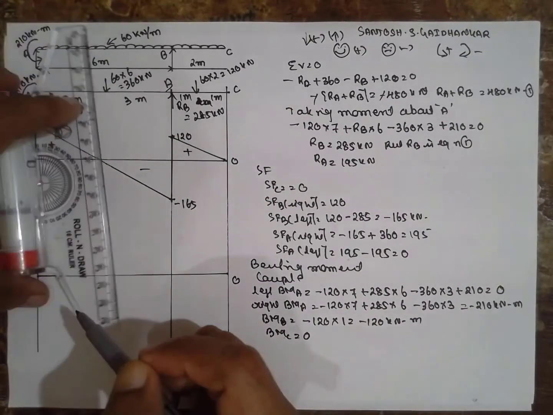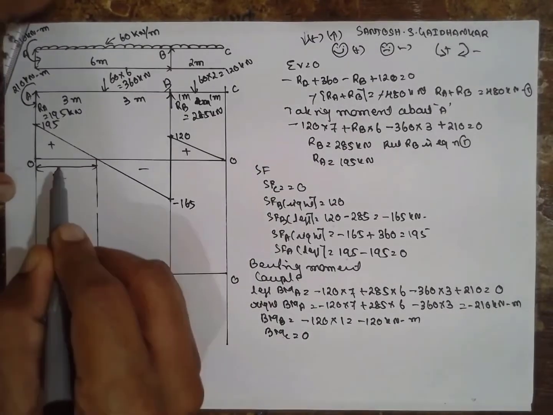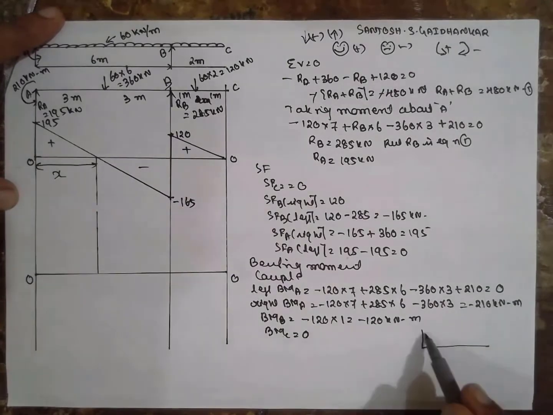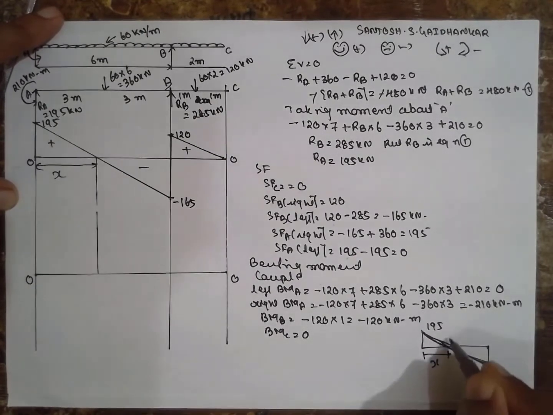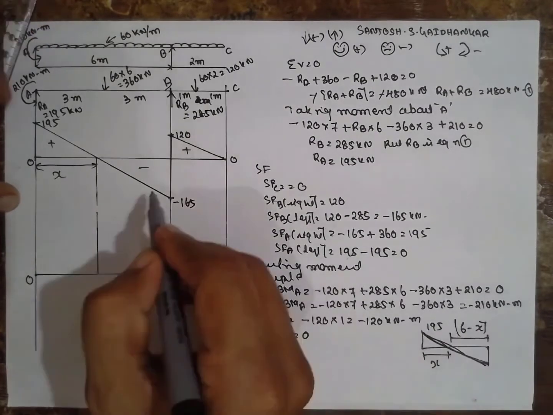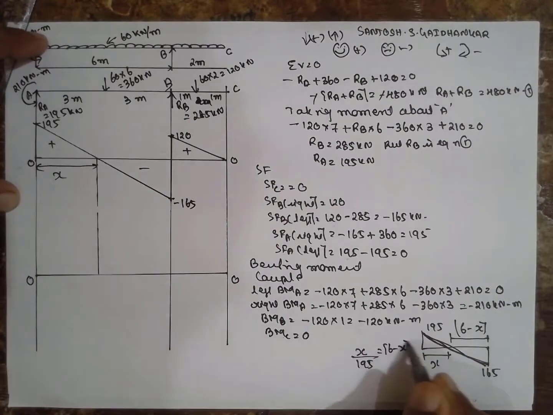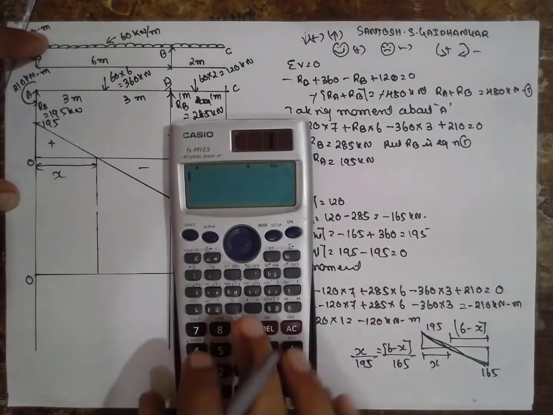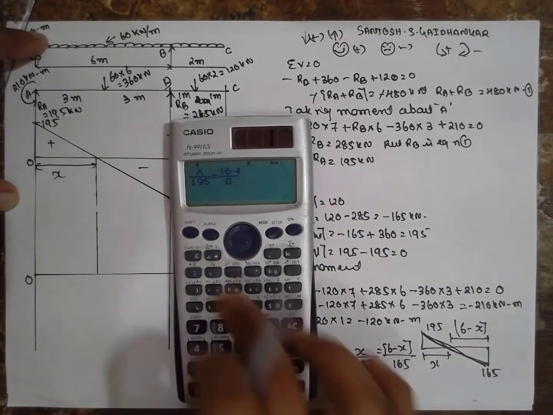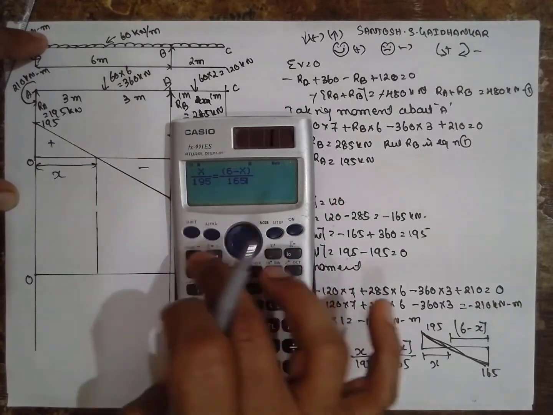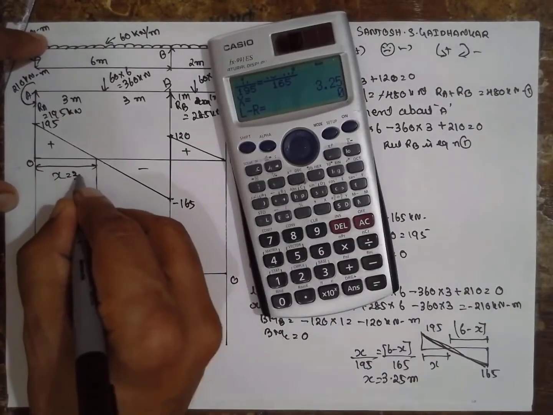Now we have to find out the maximum here. How to find out maximum? This is an x. Rewrite the part here. It is an inclined line, notice it is a straight line. 195, this is x, and distance will be 6 minus x, and this will be 165. Now x divided by 195 is equal to 6 minus x divided by 165. With the help of the calculator you can find out the x value. Alpha x divided by 195 is equal to 6 minus alpha x divided by 165. Shift solve is equal to x is equal to 3.25 meter. The value is 3.25 meter.